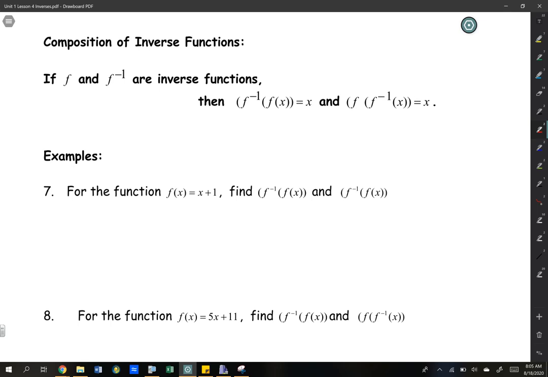So first of all, to prove what I'm saying here, I give you this function, f of x equals x plus 1, or y equals x plus 1. And I want to write the inverse. So that means I'm going to switch the x and the y, right? So I'm going to get x equals y plus 1. So x minus 1 equals y. So it says find f inverse of f of x.